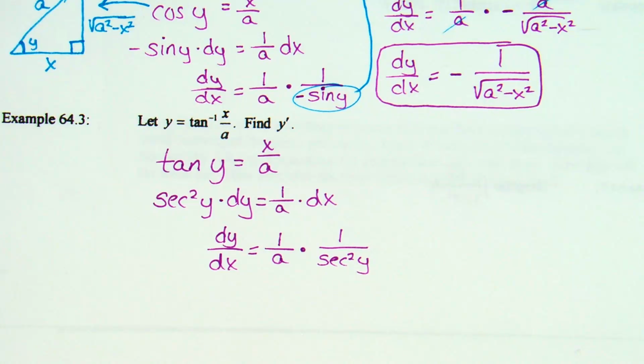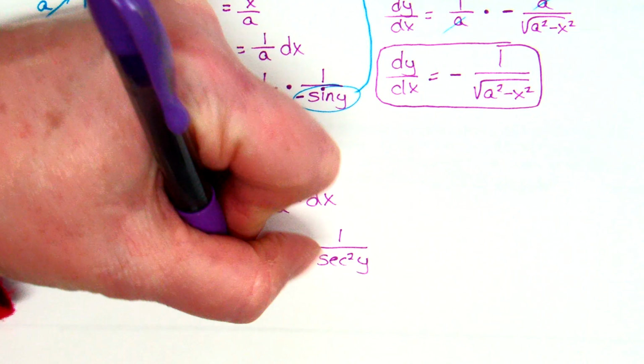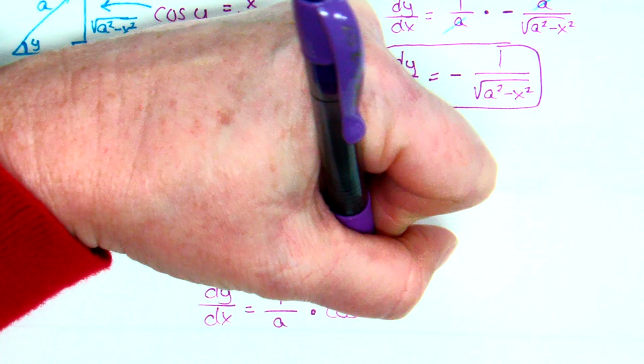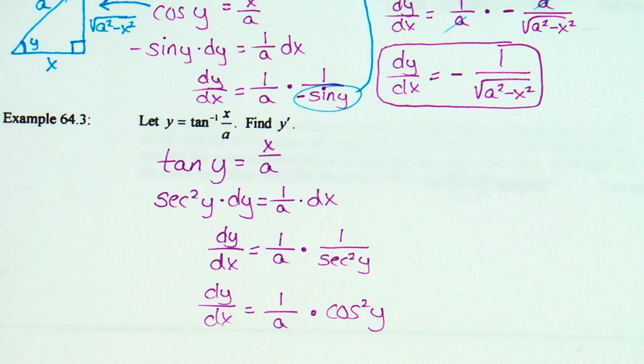Okay, so we still have the issue of it can't have a y in there, but that's not what I was going for this time. What is 1 divided by secant? Secant is the reciprocal of cosine, yes? So 1 over secant squared is the same thing as cosine squared. So my point is, this time, since it was 1 divided by secant squared, the reciprocal of secant is cosine, so that's just a cosine squared.